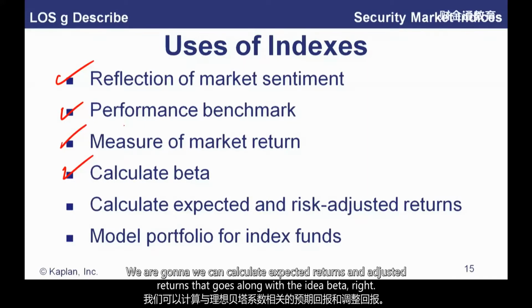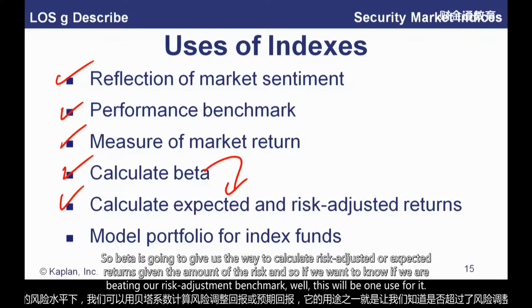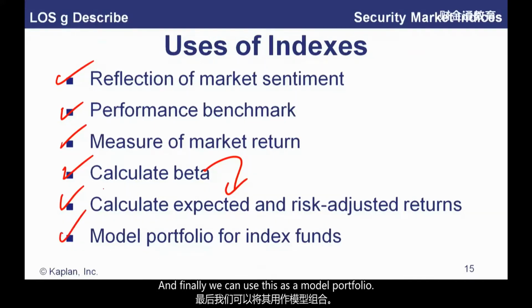We can calculate expected returns and adjusted returns. So that goes along with the idea of beta, right? Beta is going to give us a way to calculate risk-adjusted or expected returns given an amount of risk. And so if we want to know if we're beating our risk-adjusted benchmark, well, this would be one use for it. And then finally, we can use this as a model portfolio.